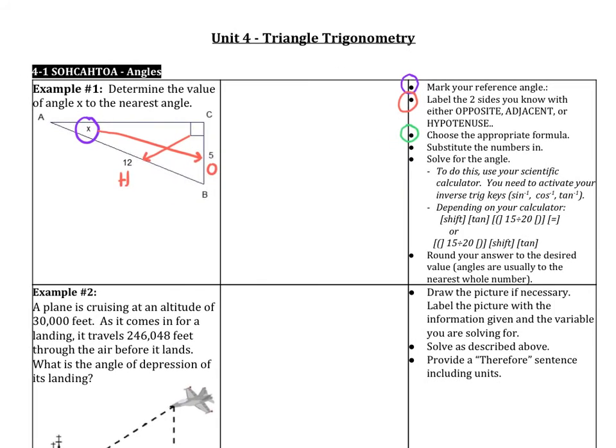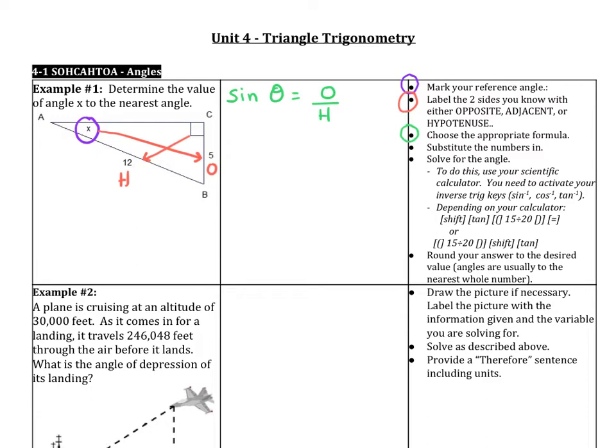So you're going to start with writing out the formula. Sine theta equals opposite over hypotenuse. You can write out the word opposite, or you could just put O over H.